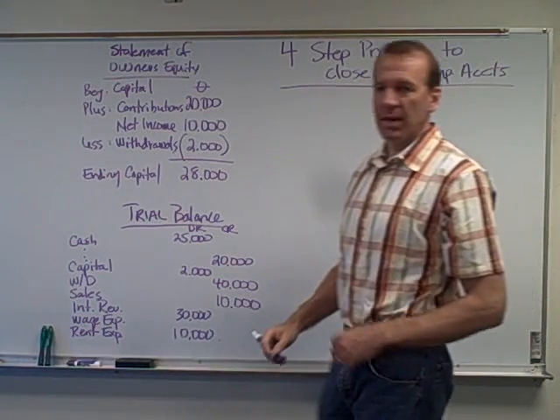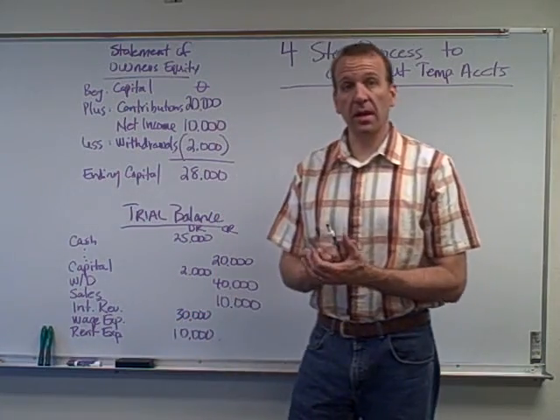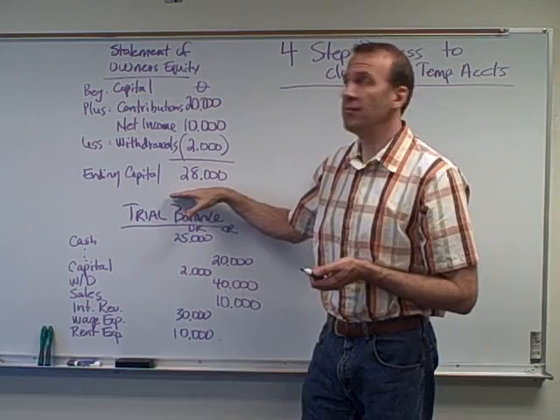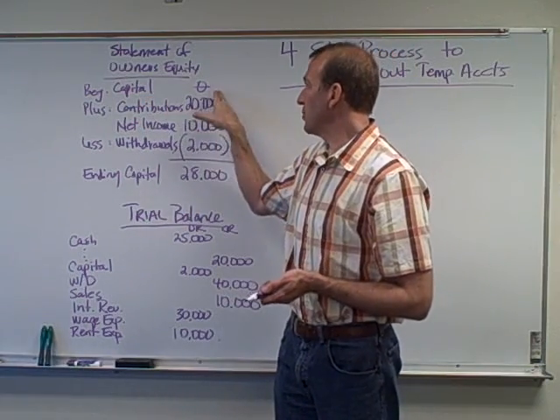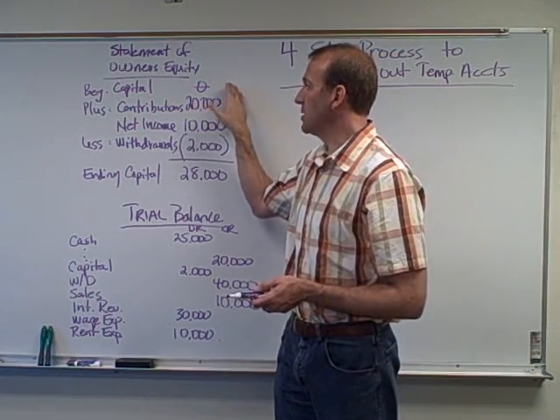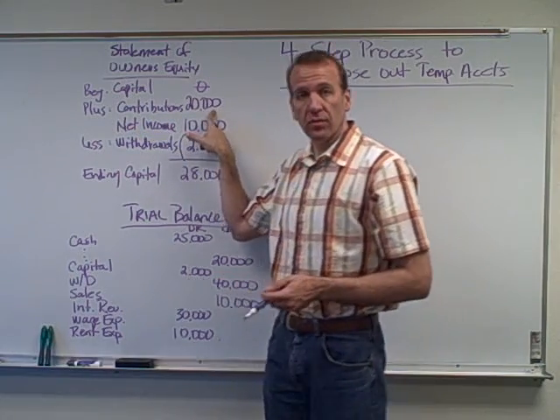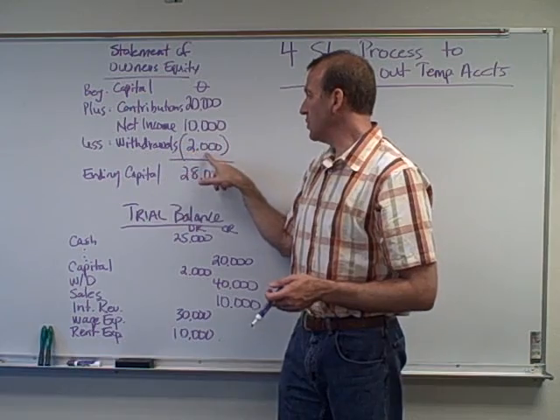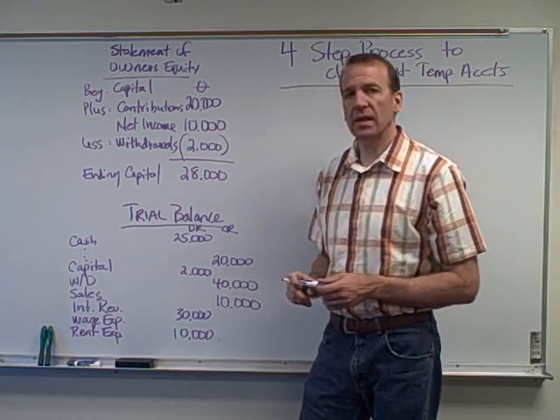Let's continue on with the next part of the next chapter. I put down here a statement of owner's equity, which we've looked at before. In this example, it's a brand new company. There was no capital balance, but then the owners contributed $20,000 to the business. There was net income of $10,000. There was a withdrawal of $2,000. So now the ending capital is $28,000.